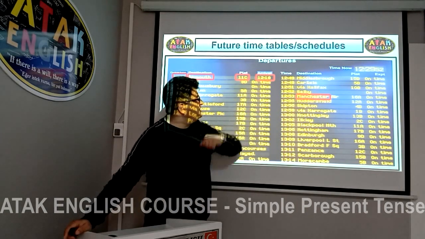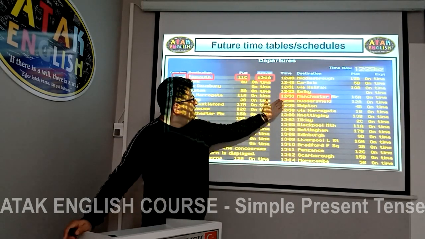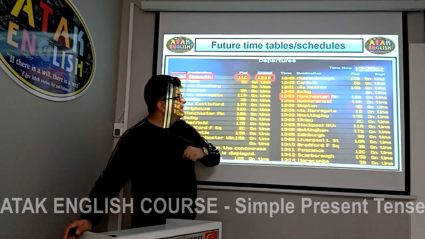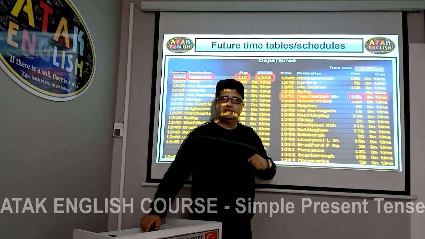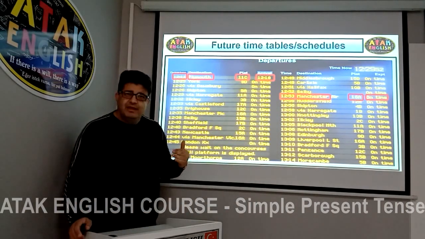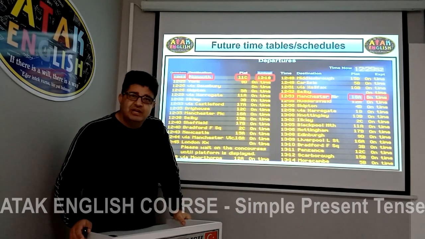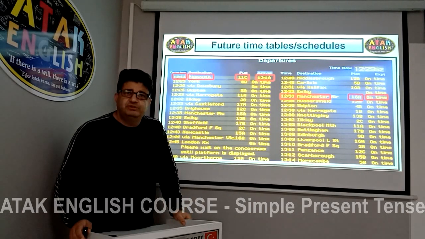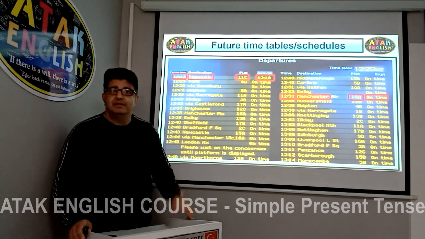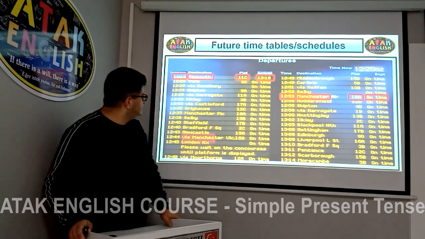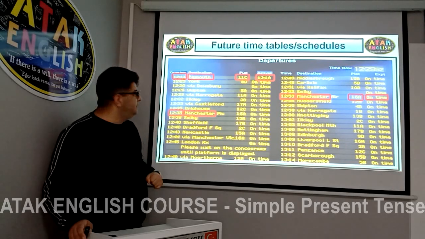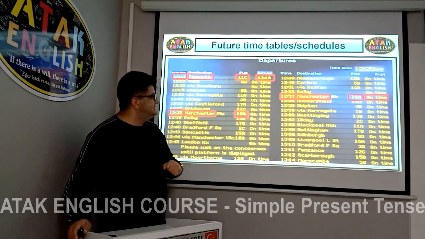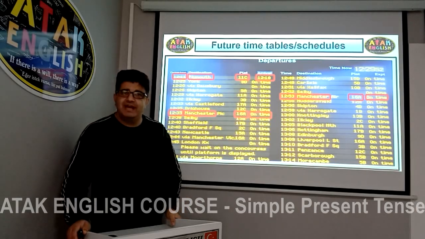Another example. The train for Manchester departs at 12:53 from platform 60A, and it's on time. Do you see that? Even though these actions are going to happen in the future, I use them in simple present because it's future timetables. The train for Manchester departs at 12:35 from platform 16A, and it's on time.